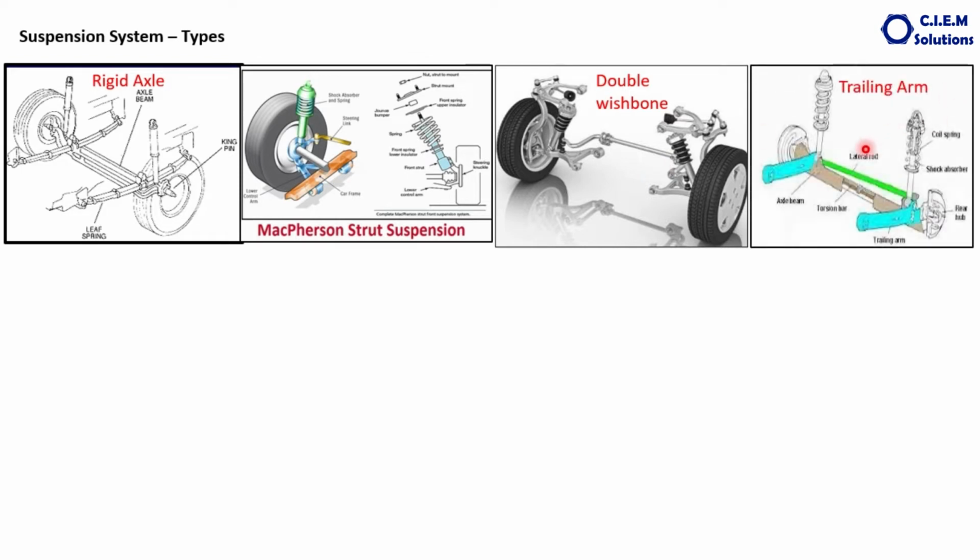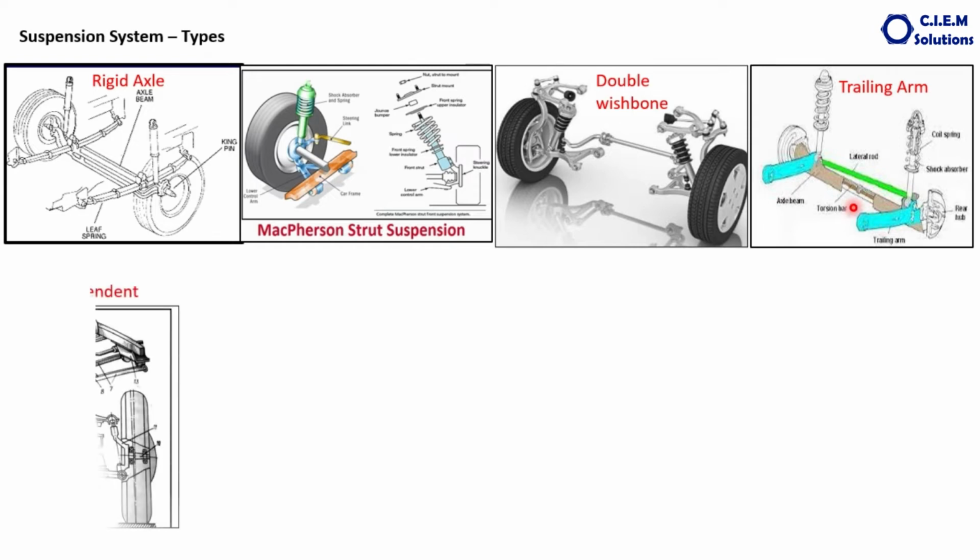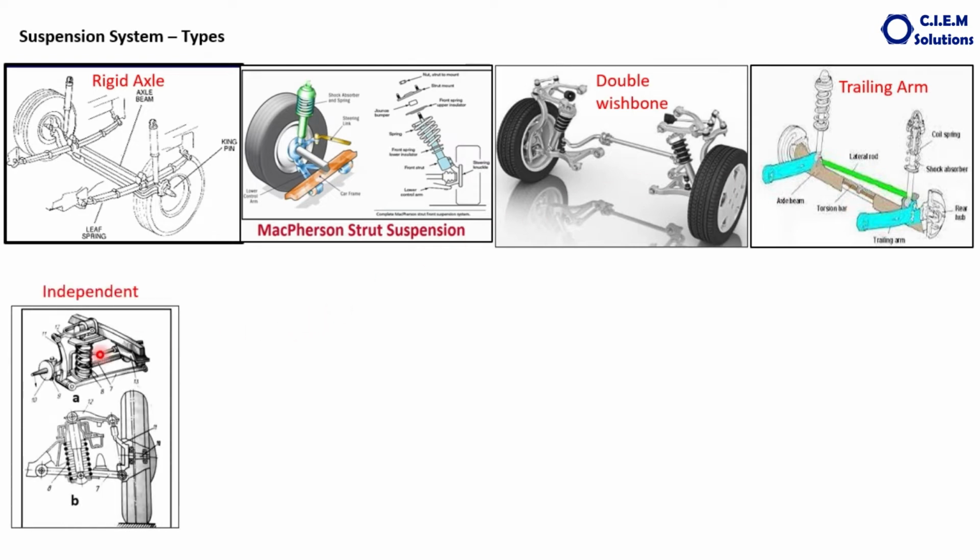And the other one is called the trailing arm suspension system, which is used in some of the cars. In the majority of cases it is used in the rear wheel suspension system. And the independent suspension system looks like this. The figure shown here is the independent link suspension system, which is used in the majority of premium segment cars in the rear suspension system.